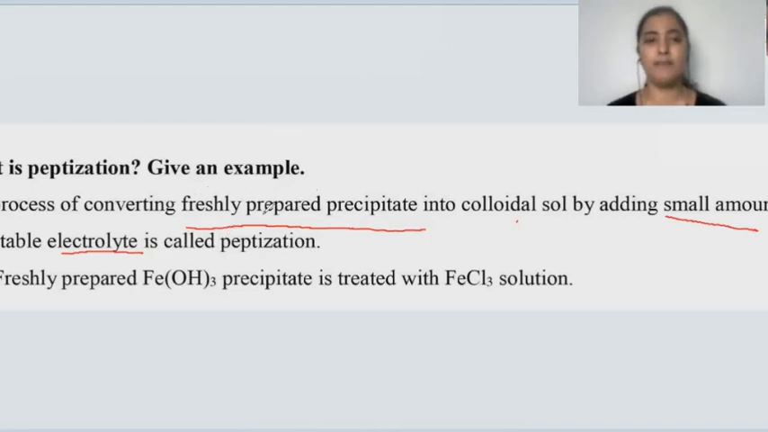And what is an example for that? When you consider the example, freshly prepared ferric hydroxide precipitate is treated with ferric chloride. This ferric chloride is acting as an electrolyte here, and when ferric chloride, a suitable electrolyte, is added to the freshly prepared ferric hydroxide precipitate, a ferric hydroxide colloid is prepared. Hope you got to know about the sixth question, children. Now let us move towards the next question.